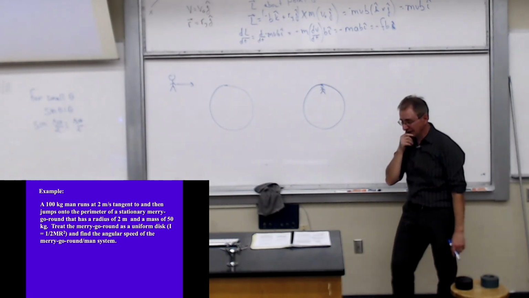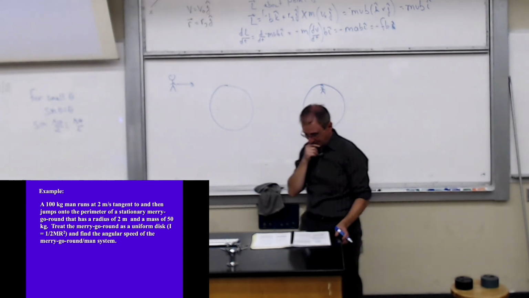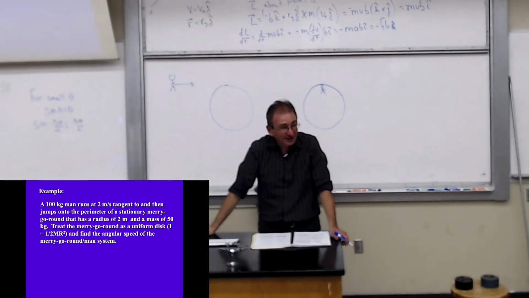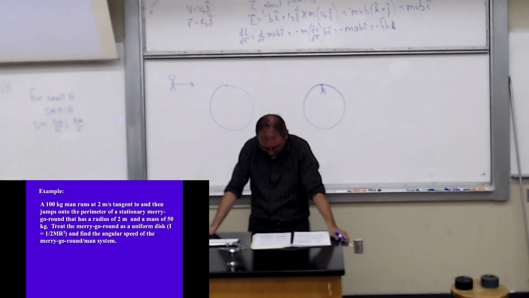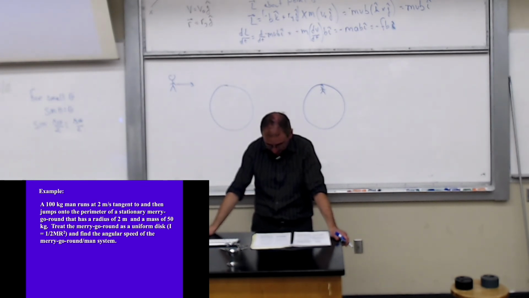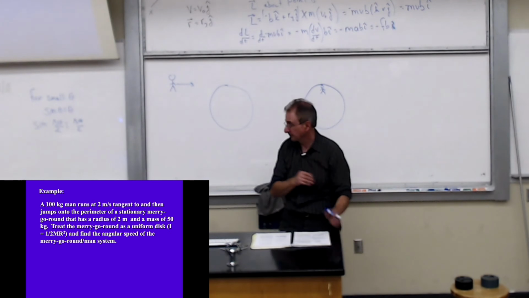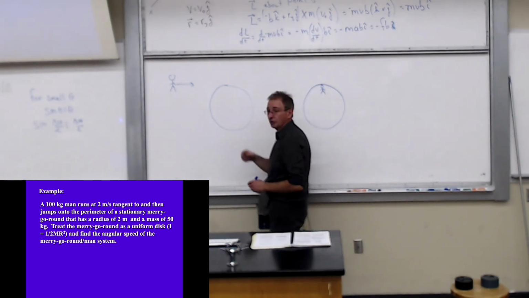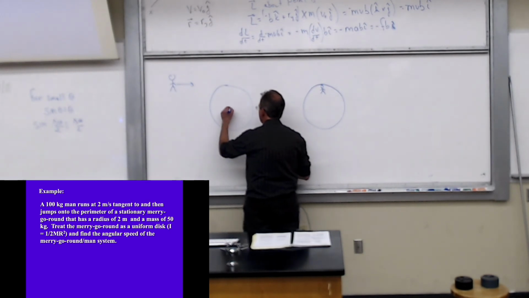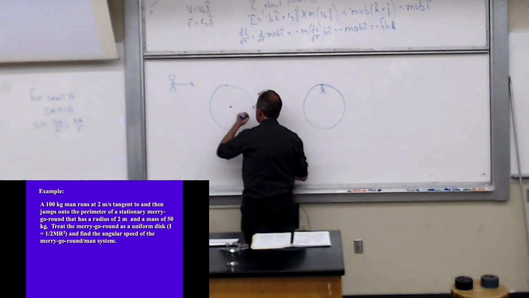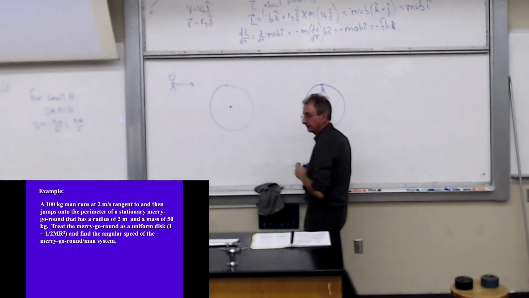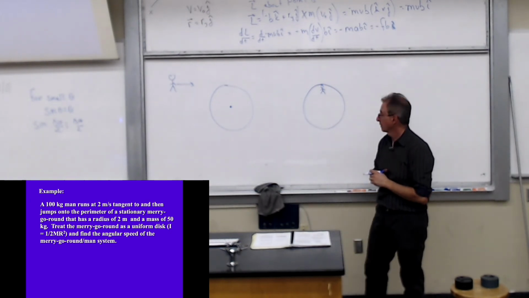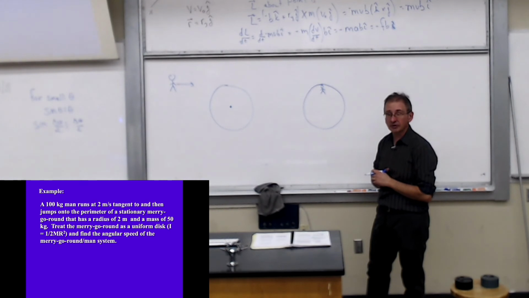It's a collision. What kind of collision is this? Yeah, it's a completely inelastic collision. Okay. I'm going to define my system as consisting of both objects, and I'm going to calculate the angular momentum about the center of the disk.